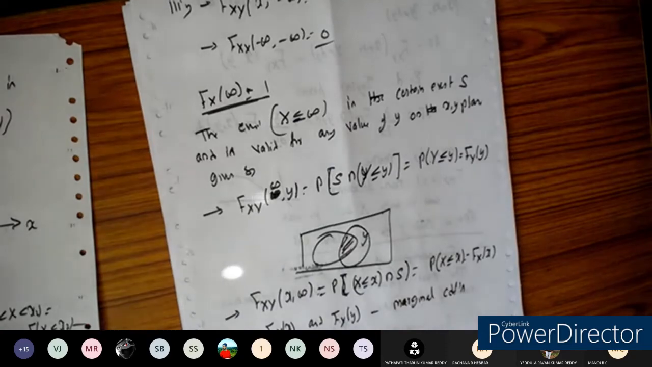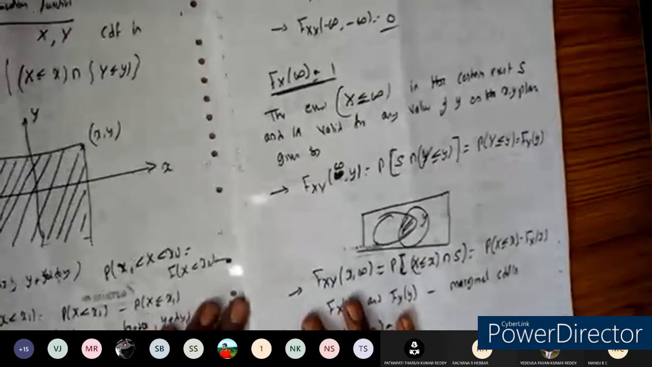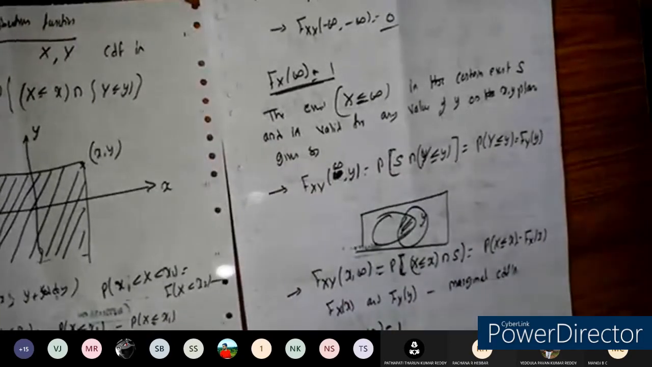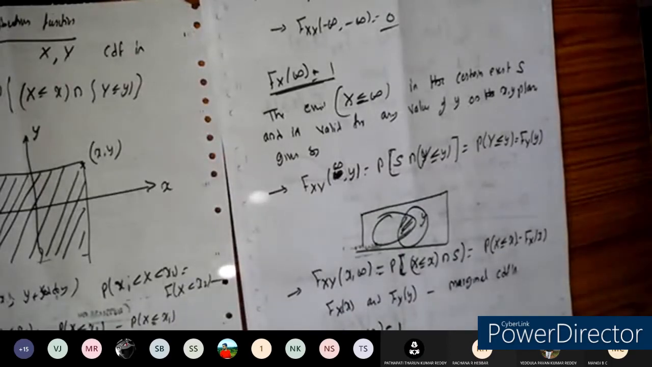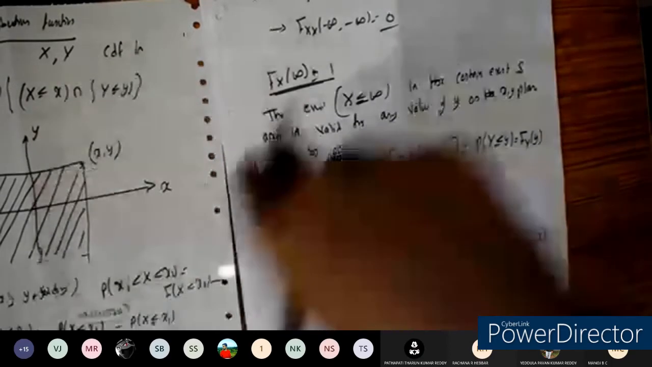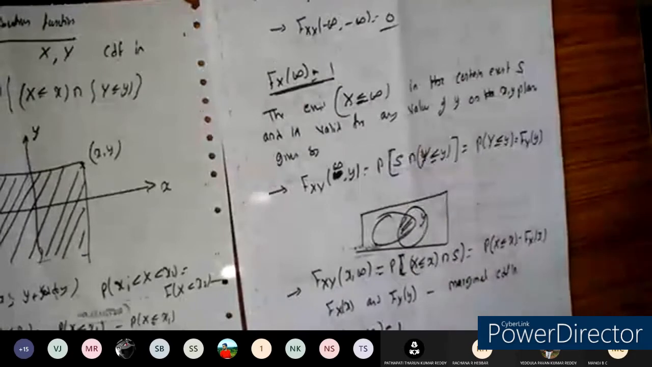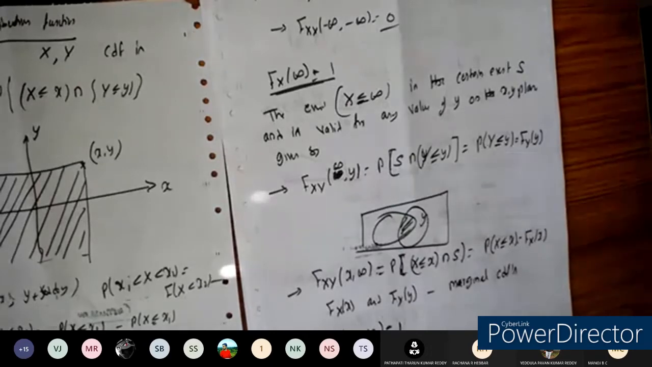In the exam, I think once it has been asked: explain the bivariate cumulative distribution function with different examples. So you can write about the bivariate cumulative distribution function. It will be asked for some 6 to 8 marks. Okay, done, right?